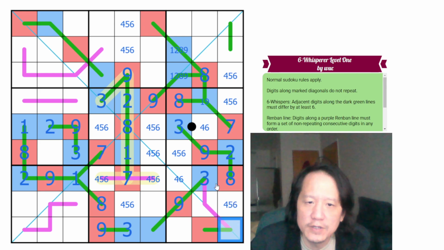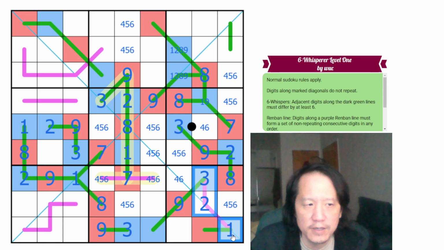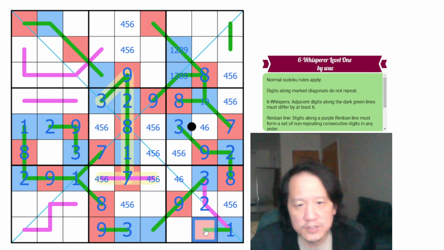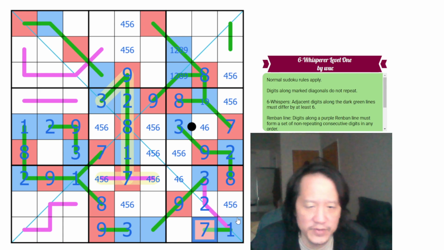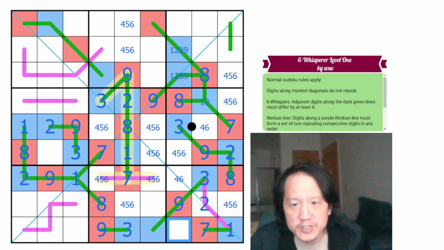This can't be 2 or 3 as a low, so it must be 1, which means this has to be a 2 to make this renban consecutive. The 1 can be next to a 7, 8, or 9, but it can't be 8 or 9. Therefore, there must be a 7. And this must be a 4, 5, or 6.